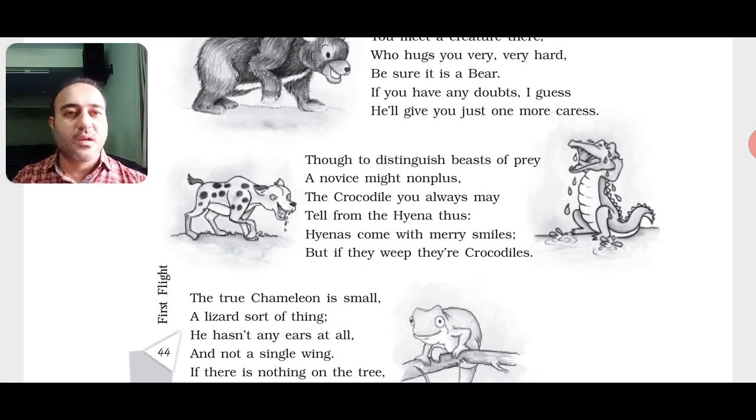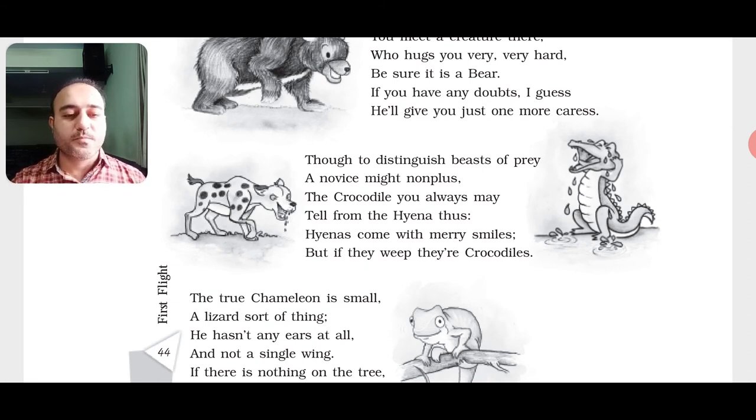Novice means a kind of new job. Okay, someone who is new to a job, that means novice. And nonplus means confused. Right, so here the poet says that for someone who is new to the job of recognizing animals, it will be a puzzle, it will be a confusion to recognize animals that hunt other animals. Beast of prey means hunt other animals for their food.